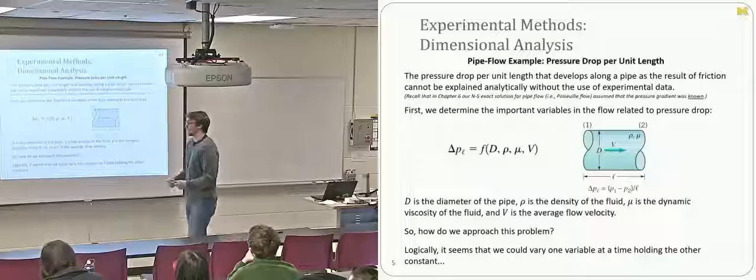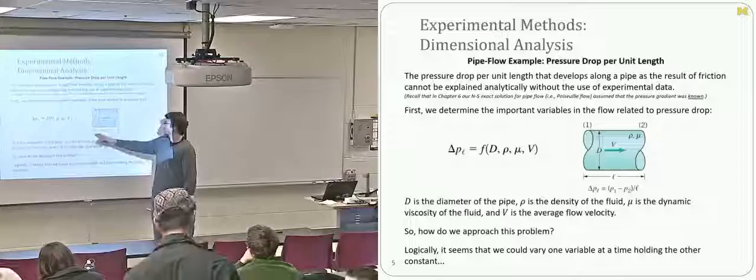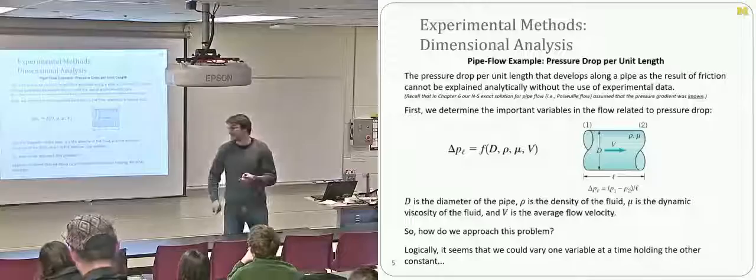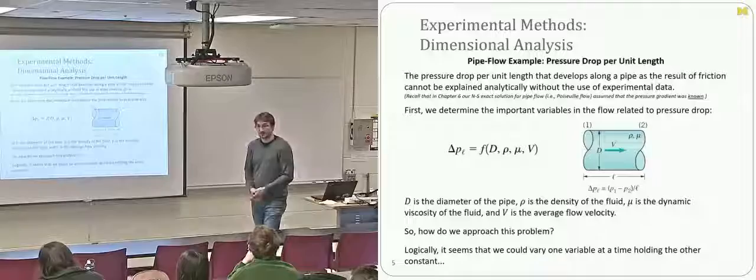And we may expect our total pressure drop, that is, the difference in pressure between two points, divided by the length of the distance between those, we may expect it to depend on the pipe diameter, on the fluid density, on the fluid viscosity, and on the speed of the flow through the pipe. Right? Those are four reasonable parameters that we could probably envision as part of the solution.